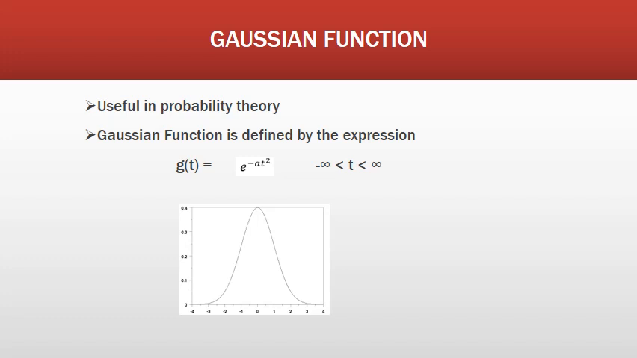Next standard continuous time signal is Gaussian function. Gaussian function is defined by the expression g of t is equal to e power minus a t square. The figure shows the Gaussian signal. It's a bell-shaped curve. It's mainly used in probability theory.